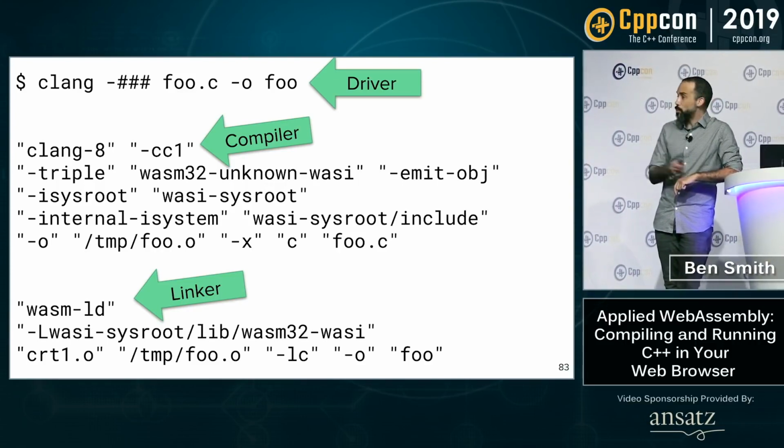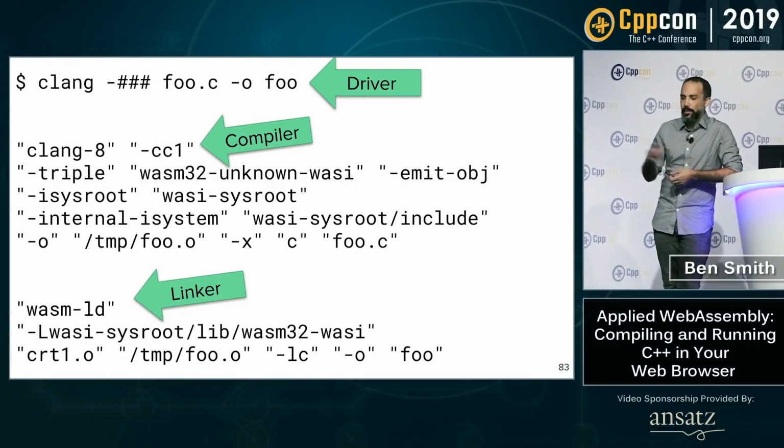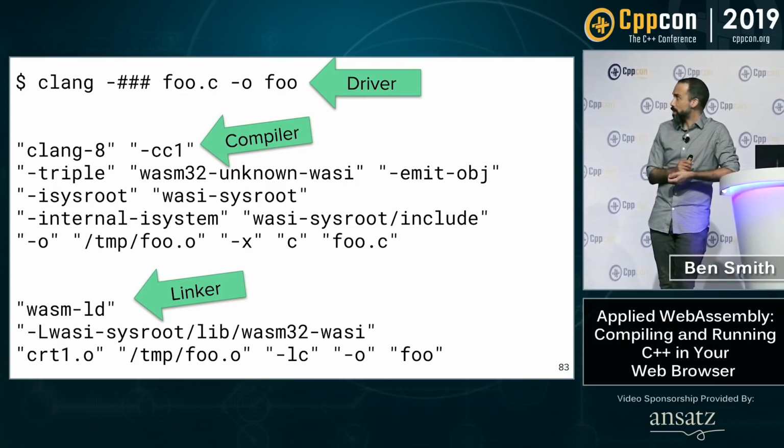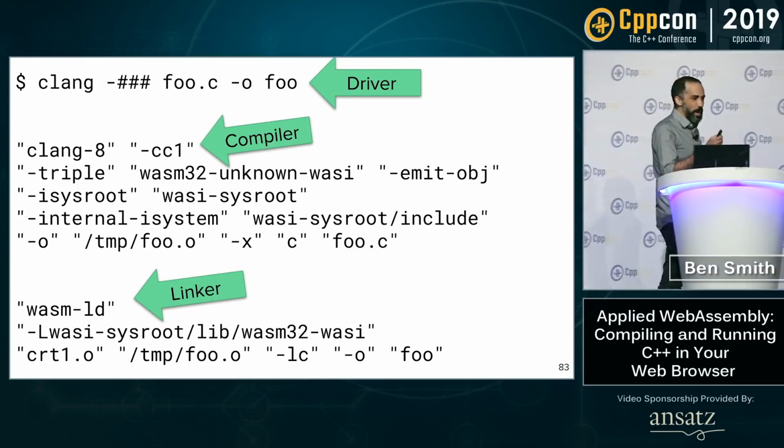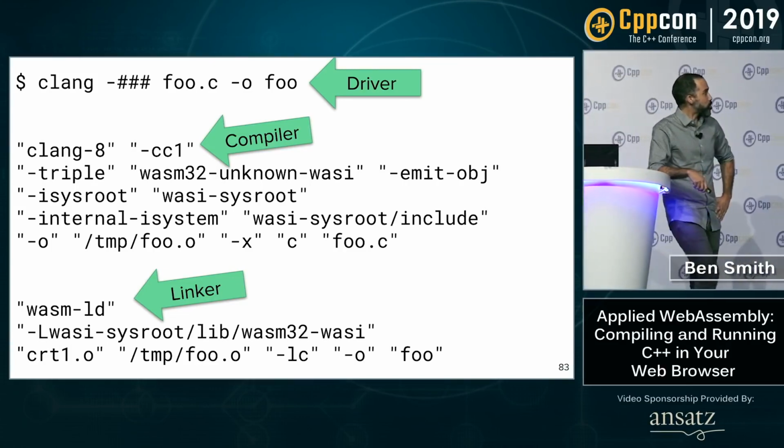It runs a number of different arguments here, passing the triple that's required. You can see it does emit obj. That's what the dash O turns. Oh, actually, yeah, that would be the equivalent of dash C. Yeah, right. Thank you. And then it also passes in things like the sysroot and so on.